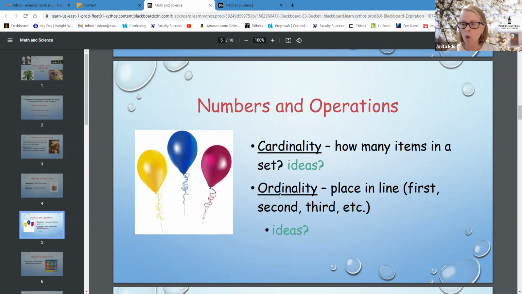The next one is ordinality. Ordinality is your place in line. I want to be first. Well, that's ordinality. No one wants to be last. I'll tell you how I taught that when I taught kindergarten and first grade.